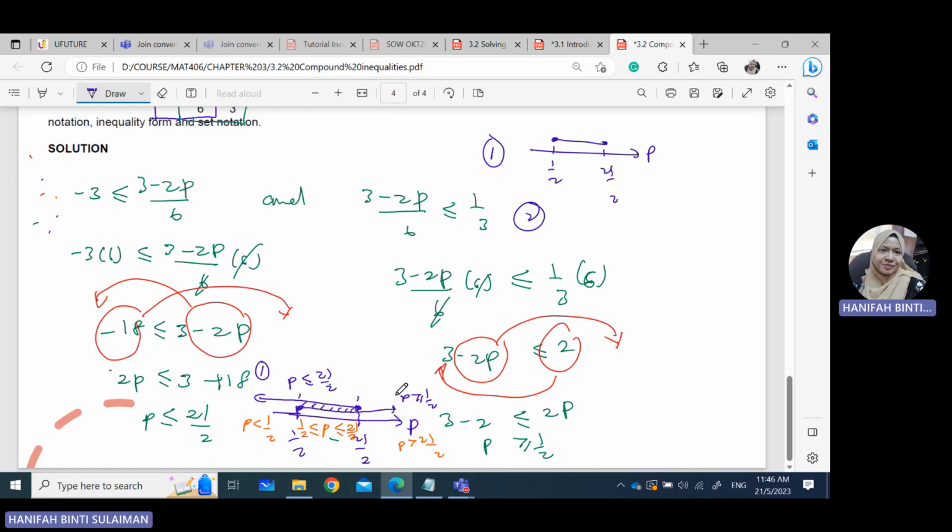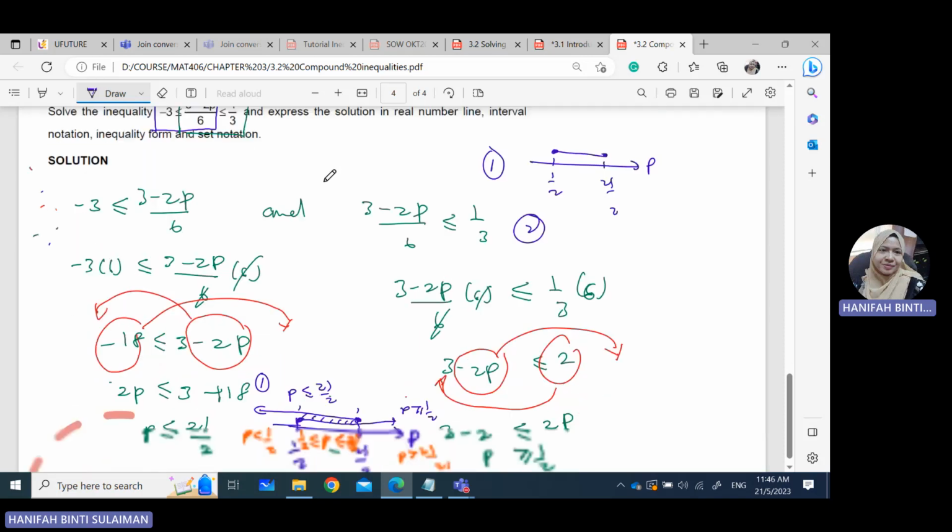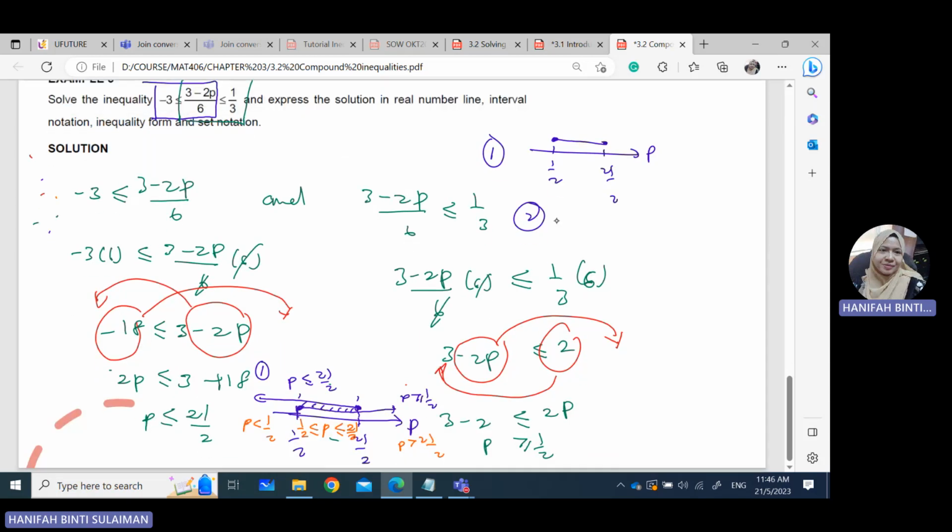Number 2, interval notation. So interval notation, the value of P is 1 over 2 and it goes to 21 over 2. So yang ini ada limit. So minimum boundary dia 1/2 and the maximum is 21/2. Okay. Kalau tengok dalam graf pun ada limit.